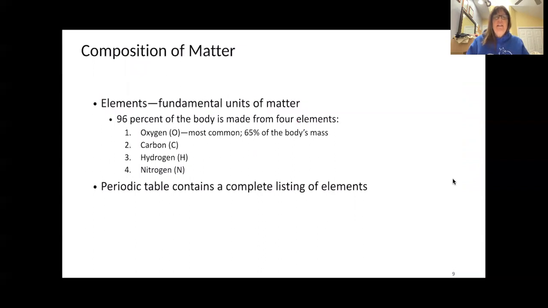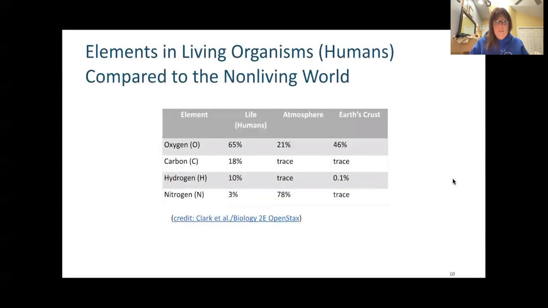So elements, like I said, are the fundamental unit of matter. We have 96% of our body. And again, that's what we're studying, life. So our body is made up of mostly 4 elements. That would be oxygen, carbon, hydrogen, and nitrogen. And of course, like I said, the periodic table has that complete listing of all those elements.